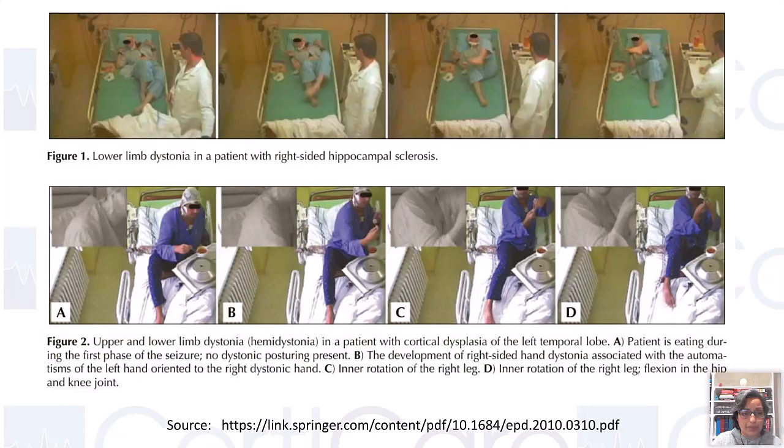In the second picture, the patient in the blue gown, in the first picture, is eating. In the second one, you see the right hand dystonia began, and then it involves the right lower extremity. The leg gets inverted. There's an internal rotation, flexion at the knee and the hip. So this is one side of the body showing dystonia. In the upper picture, it's just one lower extremity having dystonia. And the seizure is on the contralateral side.